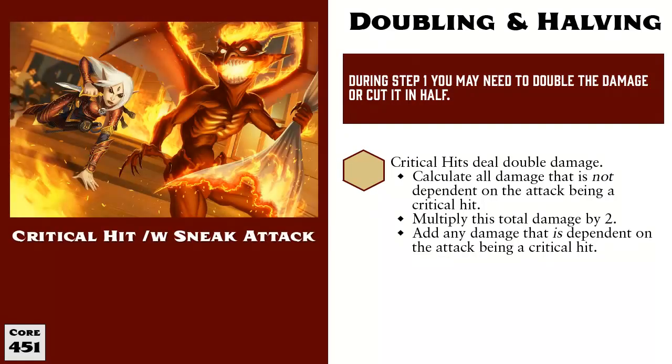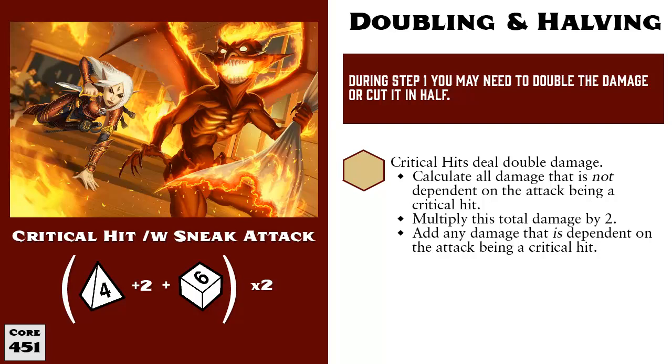Next, let's consider a rogue using their dagger to sneak attack someone. Again, we'll say they have a +2 strength modifier and their sneak attack deals 1d6 damage. If this rogue scores a critical hit with a sneak attack, the damage would be the dagger's usual 1d4 plus 2, plus 1d6 for the sneak attack, and then that entire total is doubled. Because sneak attack damage is not dependent on there being a critical hit, it does get doubled.